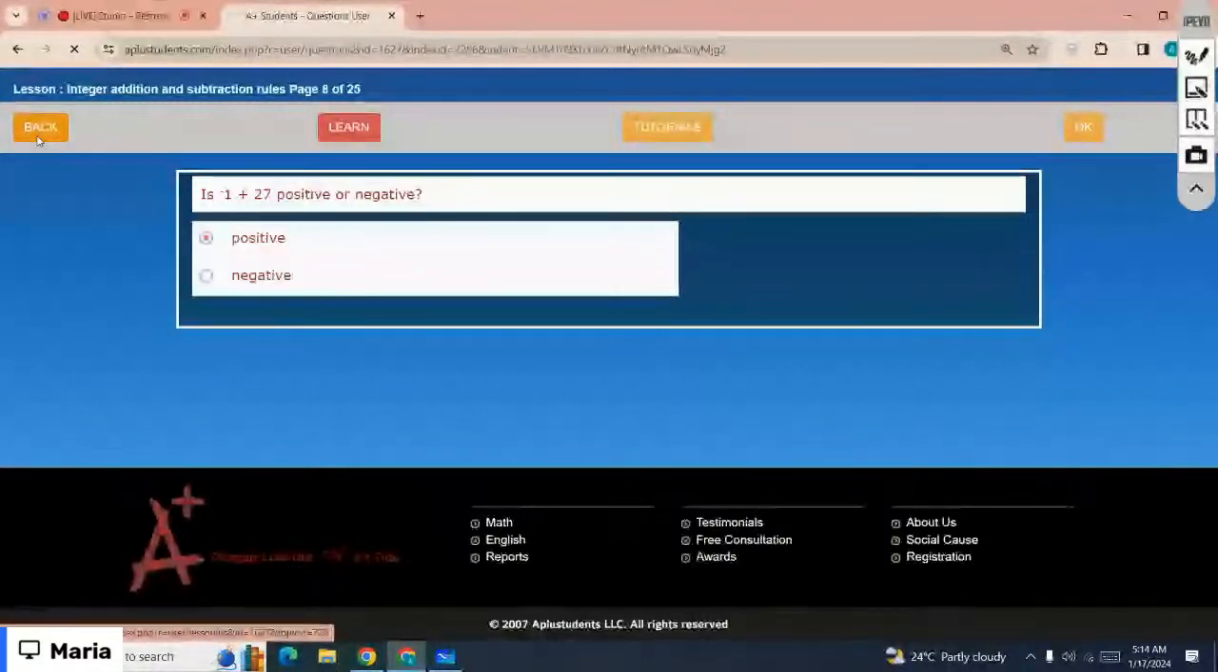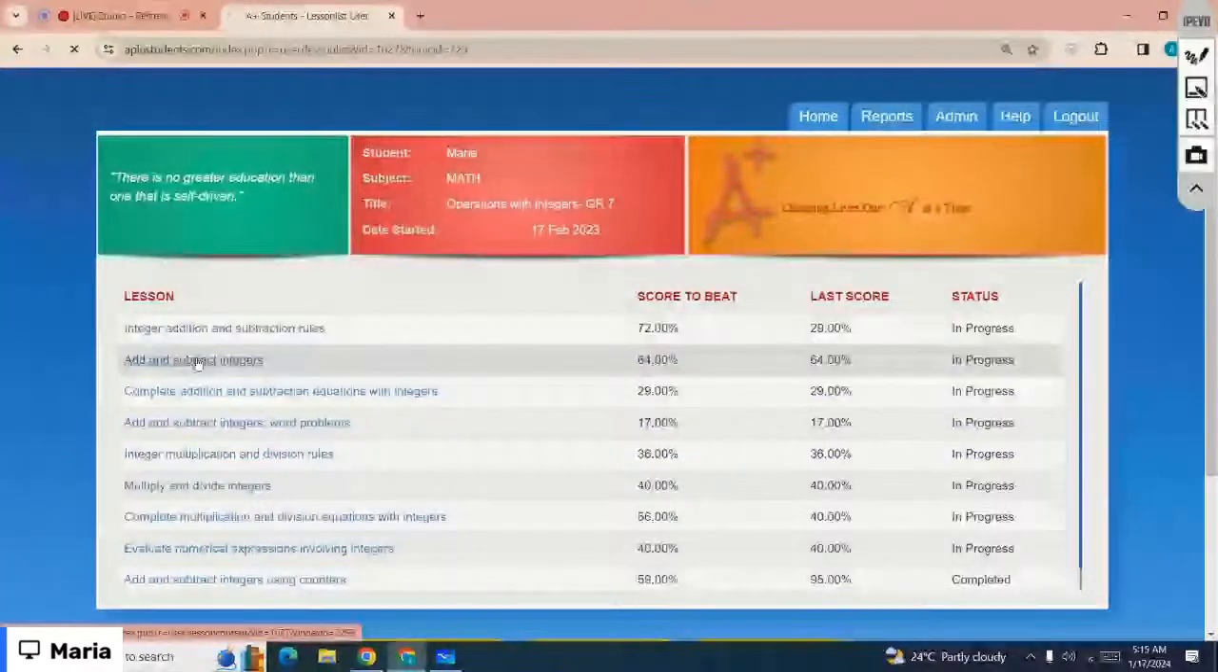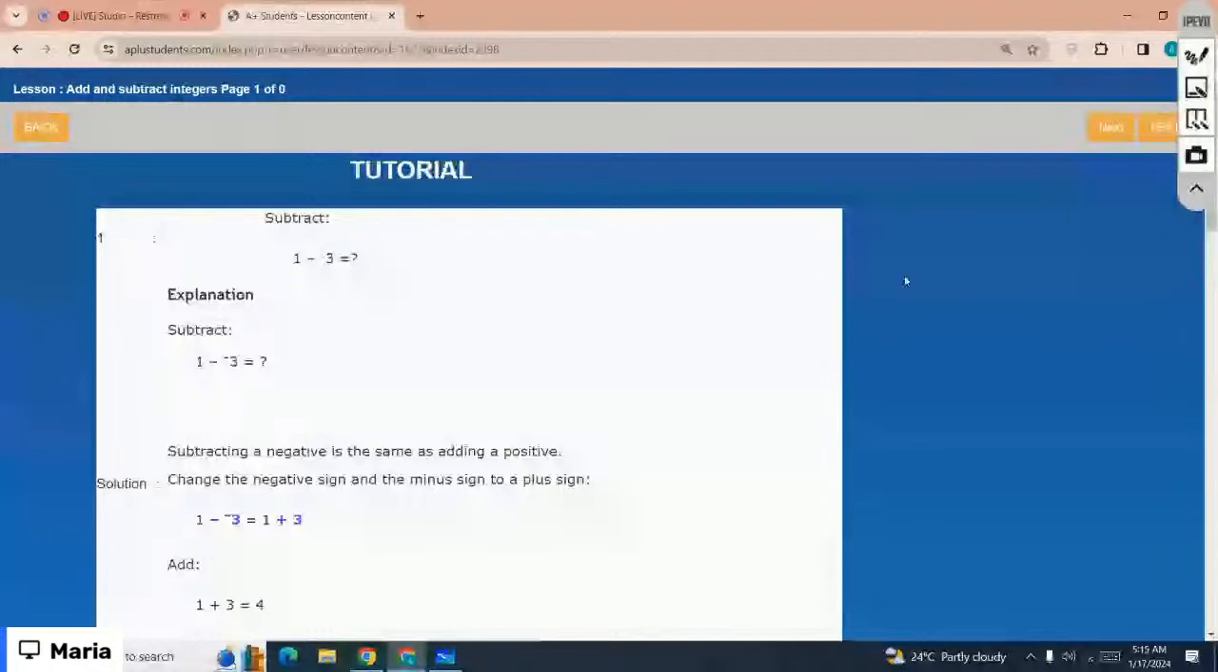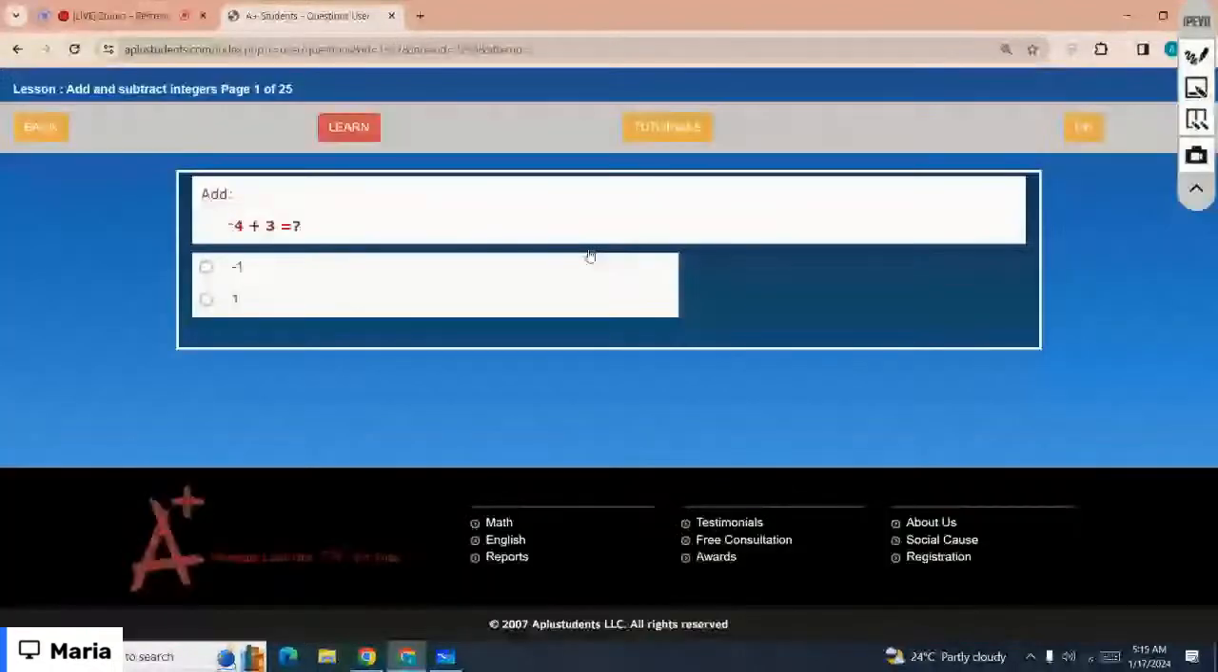And the next lesson is add and subtract integers. We're done with the rules. Now we're going to add and subtract them, right? Let's just start with the test question. Okay, negative 4 plus 3 equals, which is the correct option? Negative 1 it is, right? Option number 1 is the correct option.